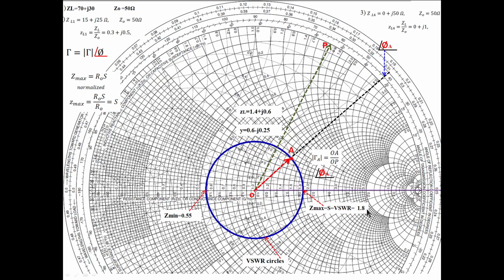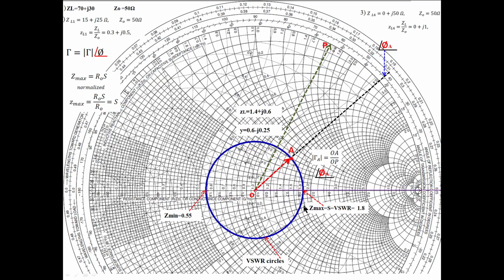That is also 1.8. But to get the actual value of Z maximum, you should multiply this by Z naught. VSWR remains the same; you should not multiply. VSWR is the normalized value of Z maximum, 1.8. VSWR is 1.8 only, but the actual value of Z maximum is 1.8 multiplied by Z naught. This 1.8 is the normalized Z maximum, and it is equal to VSWR. So you can easily find VSWR from the Smith chart.